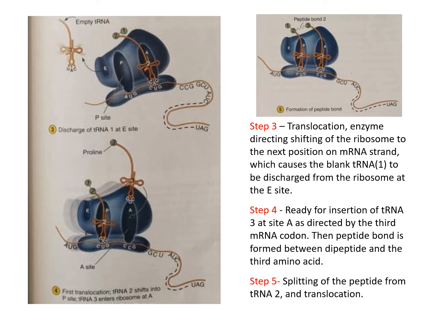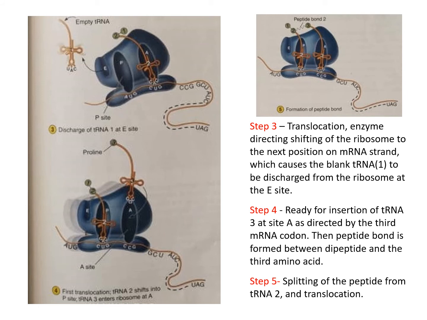For the next step to proceed, some room must be made on the ribosome, right? Because you have only two sites, P and A sites, where the tRNA can bind. So the next codon in the sequence must be brought into position for reading. This is accomplished by a process called translocation. This is an enzyme directed shifting of the ribosome to the next position of the mRNA strand, which causes the blank tRNA 1 here at the P site to be discharged from the ribosome at the E site.